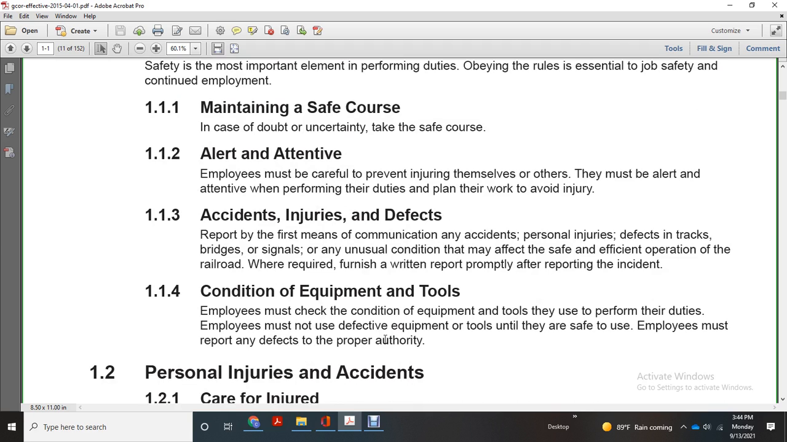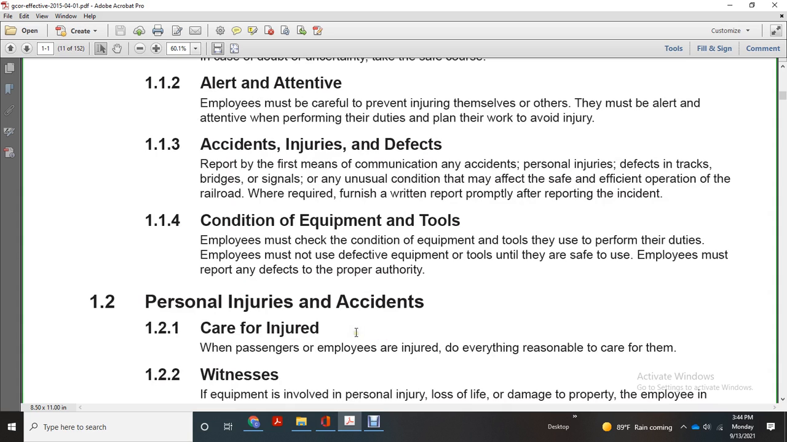Employees must check the condition of the equipment and tools. Employees must not use defective equipment and tools until they are safe to use. Employees must report any defect to the proper authority. 1.2, Personal injuries and accidents.